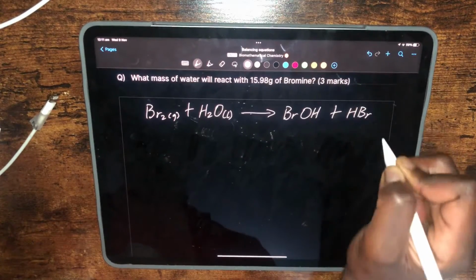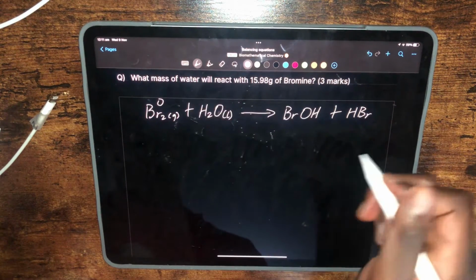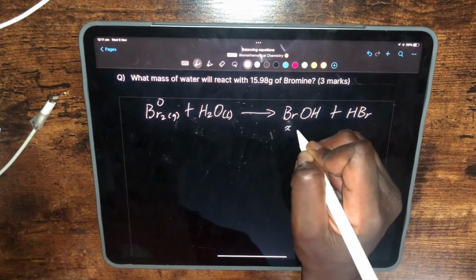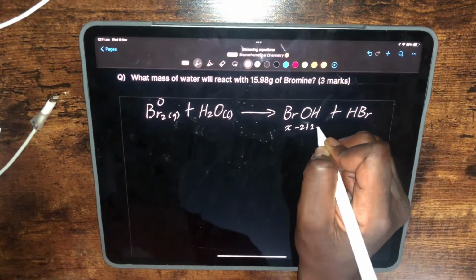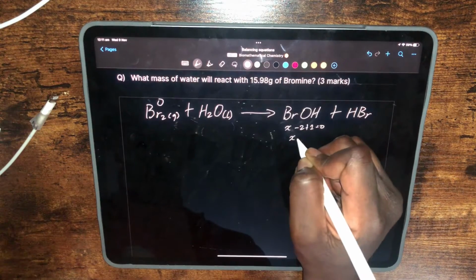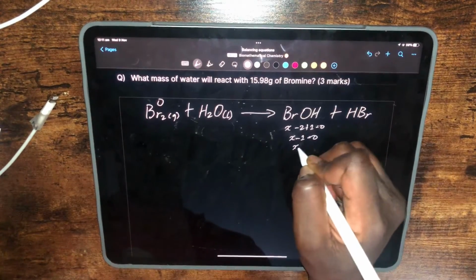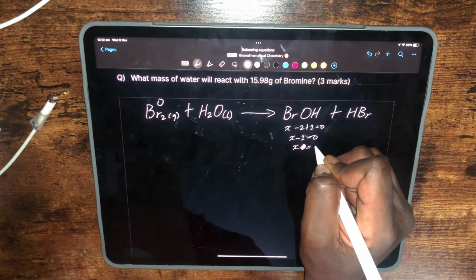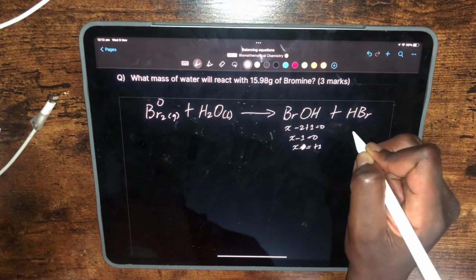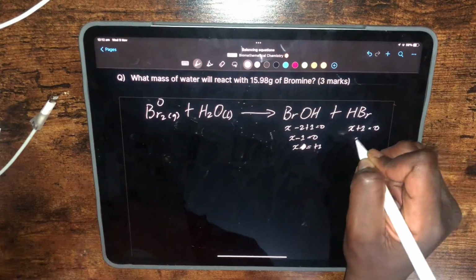I believe this is a disproportionation reaction. So this is just 0, right? x minus 2 plus 1, x minus 1, 0, x equal to plus 1, x plus 1 equals 0, and that's x equal to minus 1.